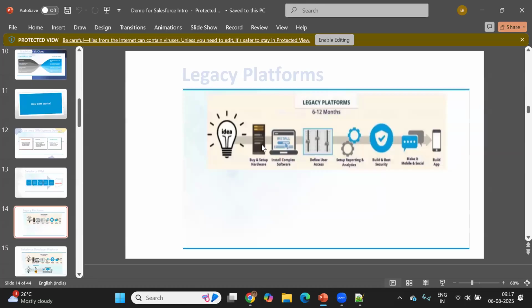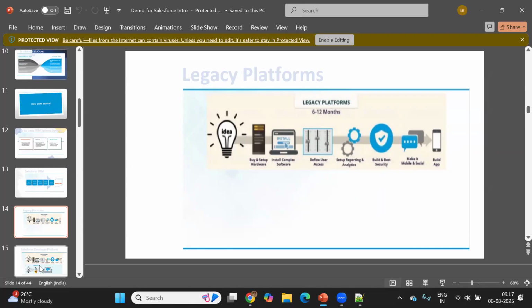Now, in the olden days, with legacy platforms, if you wanted to create some applications, you needed to set up your own servers. You needed to buy the server, set up the server, and install the reporting tools, operating system, antiviruses and everything. You needed to figure it all out, and then you start building the application. This will take almost 6 to 12 months of your time, right?